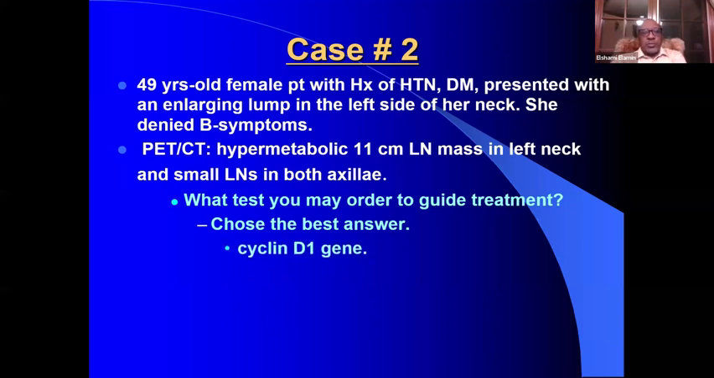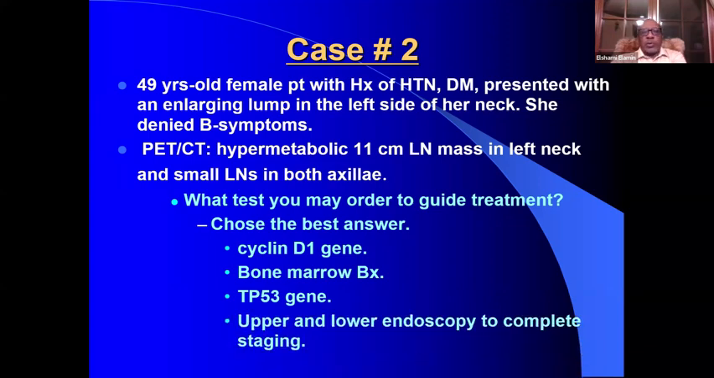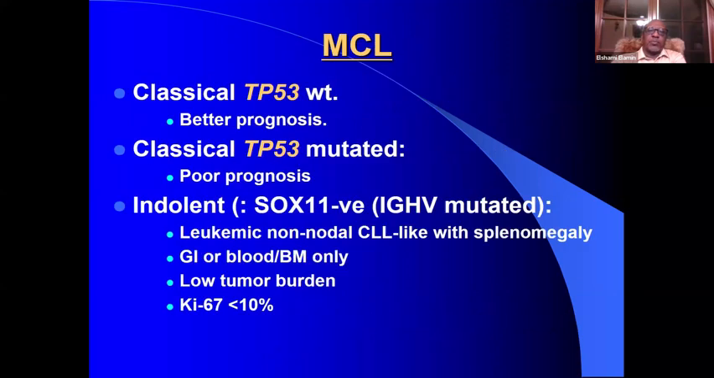Would you do cyclin D1 gene, or would you need to do a bone marrow biopsy, or TP53 gene rearrangement, or upper and lower endoscopies to complete the staging? What test do you need to do? If you have to choose one test, you may need all of them, but here we need one, the most helpful in deciding treatment.